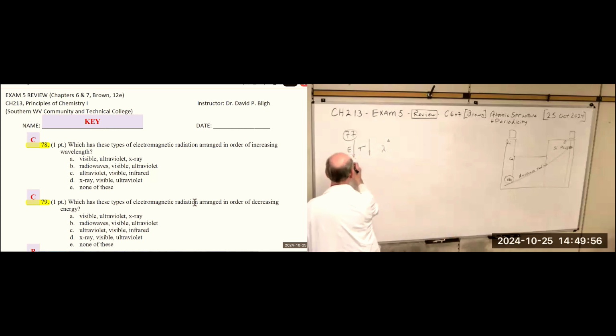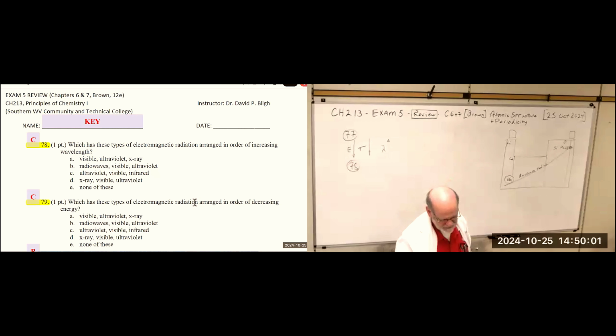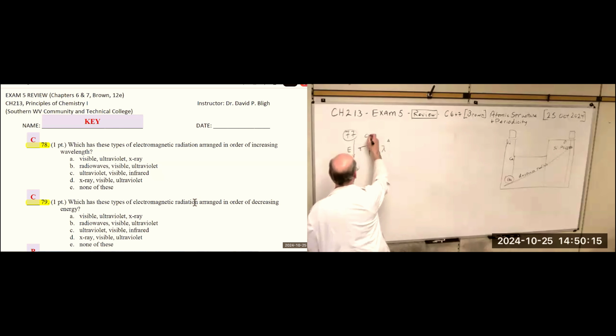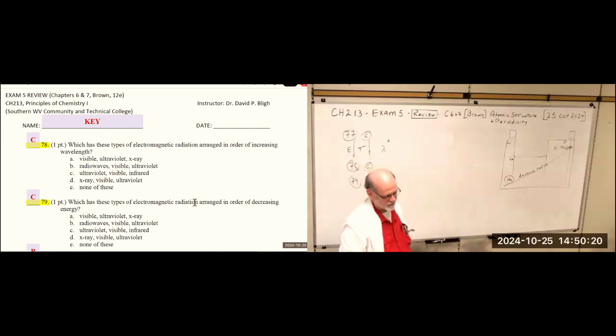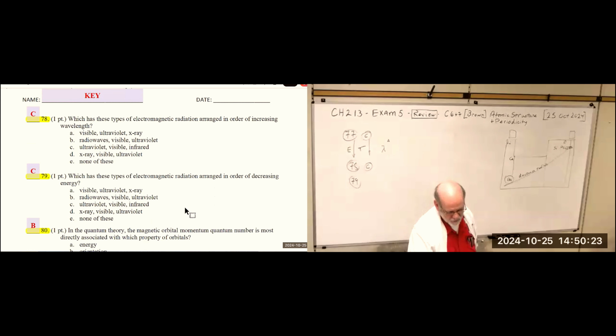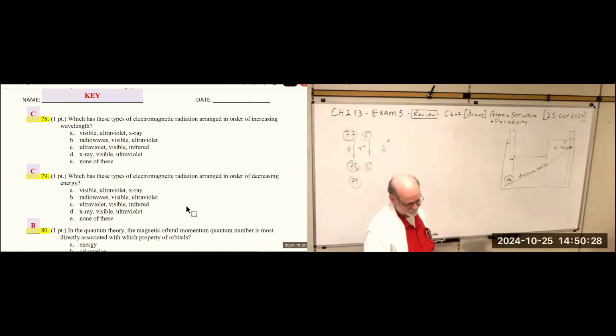Uh, 78. Which has these types of electromagnetic radiation arranged in order of increasing wavelength? Well, that's the same thing. Decreasing frequency, they're inversely proportional. So C is the answer for both of them. Kind of a trick, I think, to see if you're paying attention. How about arranged in order of decreasing energy? Let's see again. Right. We have decreasing frequency, we have decreasing energy.